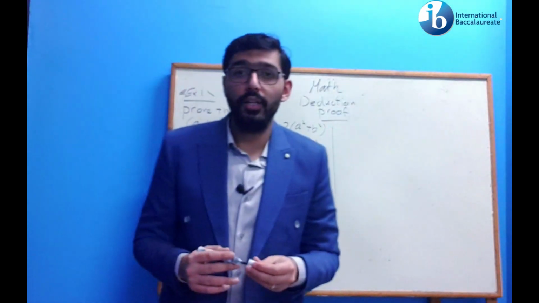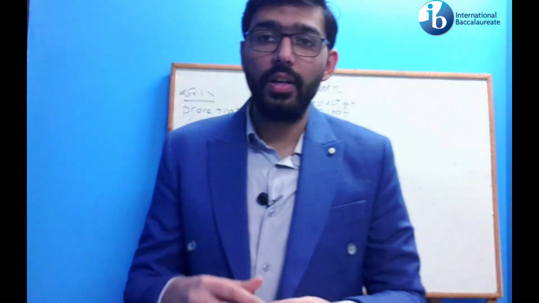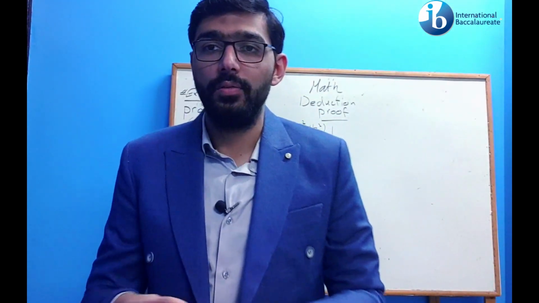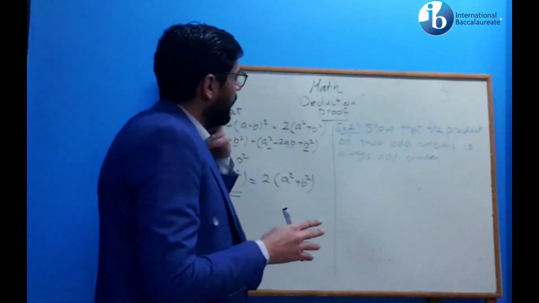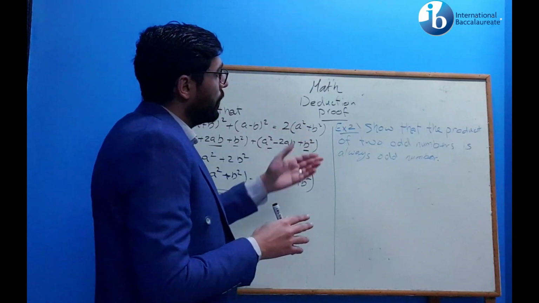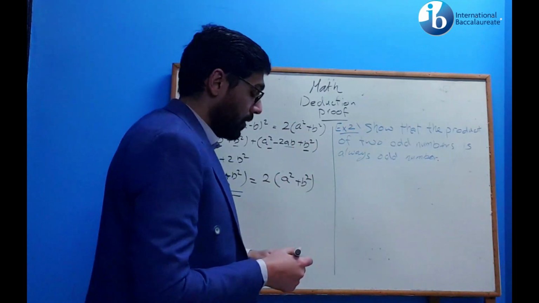Let's deal with the second one. The second one is a critical example. And the second question says: show that the product of two odd numbers is always an odd number.